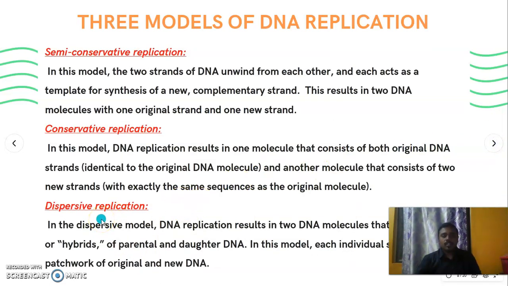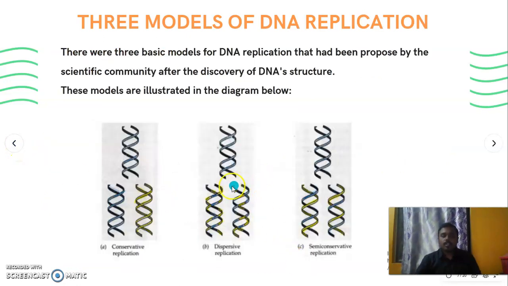Now moving to the third model, which is called the dispersive replication model. In this model, DNA replication results in two DNA molecules that are mixtures or hybrids of both the parent and daughter DNA. In this model, each individual strand is a patchwork of both the original and the newly formed DNA. So this is the image of your dispersive replication. You could see here in both the strands of both the DNA molecules, the blue as well as the yellow colors coming with some intervals, blue, yellow, like that. So you could see the patchwork of both the parent strand and the newly formed strand in all four strands of the two newly formed DNA molecules. This is the third model, called the dispersive replication model.